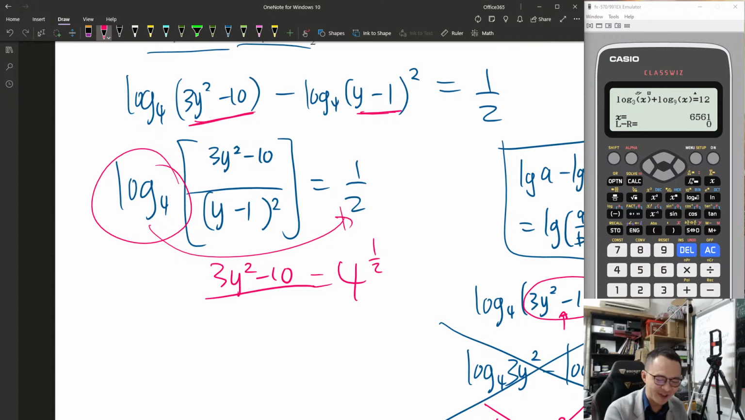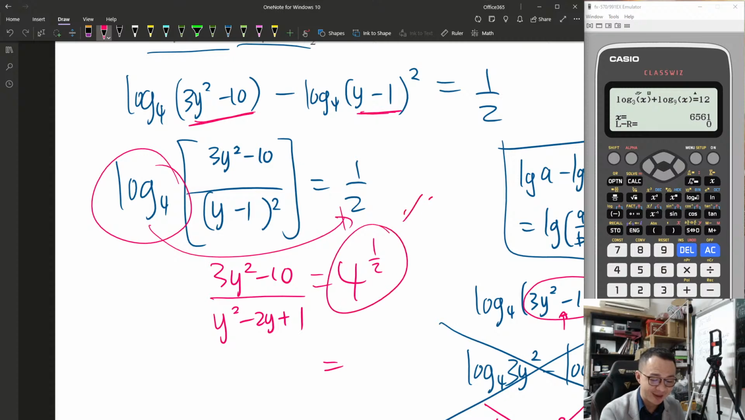I guess I eventually need to expand it as well. So I have no choice, so I expand now. y squared minus 2y plus 1. 4 to the power of 1 over 2 is 2. This one equals 2. Some students get confused. 2y squared minus 4y plus 2 equals 3y squared minus 10.